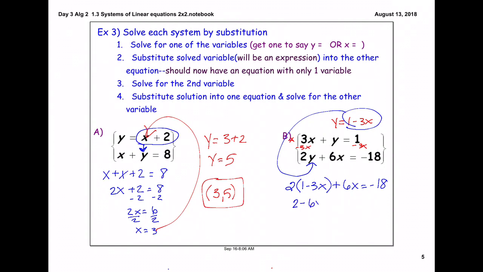2 minus 6x plus 6x equals negative 18. Combine your like terms. Negative 6x plus 6x is 0. 2 does not equal negative 18, which gives us a false statement and tells us that there is no solution.